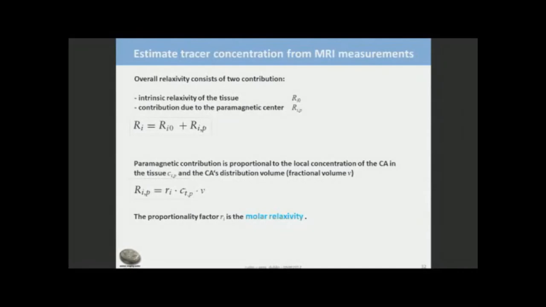Now, how can you estimate what you are actually interested in? What is the local concentration of my contrast agent at the target site? The overall relaxivity consists of two contributions. One is the intrinsic relaxivity, which just generates contrast in the MRI. And then you have the contribution of the paramagnetic center. So these two terms are determining the overall relaxivity. And that's the one in which we are interested, because this one is related to the concentration of the paramagnetic center at my target site. And this part here is proportional to the local concentration of my molecule and the distribution volume of my molecule. And that's the proportionality factor, which is called the molar relaxivity.